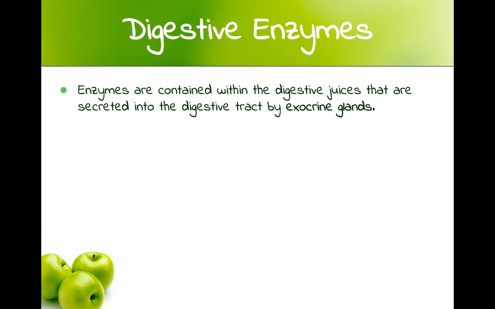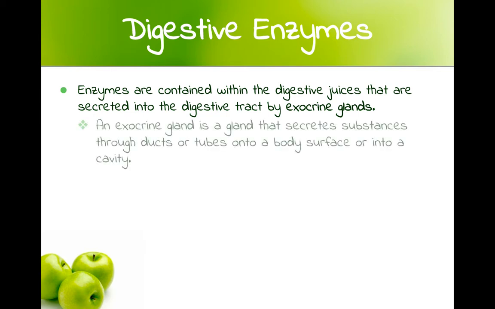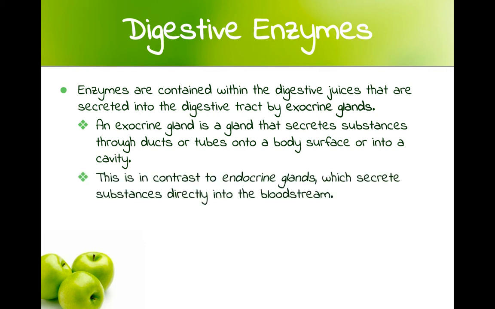Enzymes are contained within the digestive juices that are secreted into the digestive tract by exocrine glands. An exocrine gland is a gland that secretes substances through ducts or tubes onto a body surface or into a cavity. This is in contrast to endocrine glands, which secrete substances directly into the bloodstream. So the exocrine gland creates something and puts it right into the place where it's needed, whereas an endocrine gland creates hormones, and they go into the bloodstream and travel around to where they cause an effect.